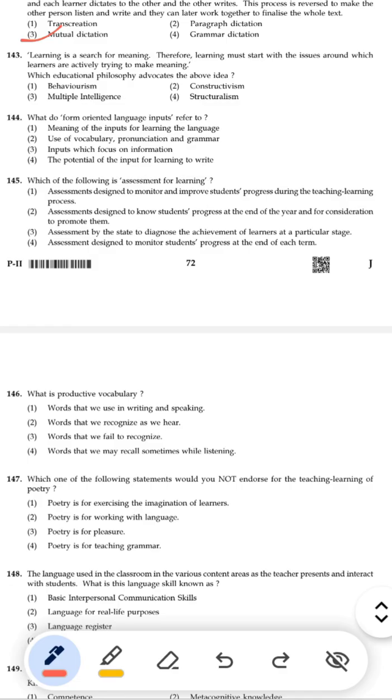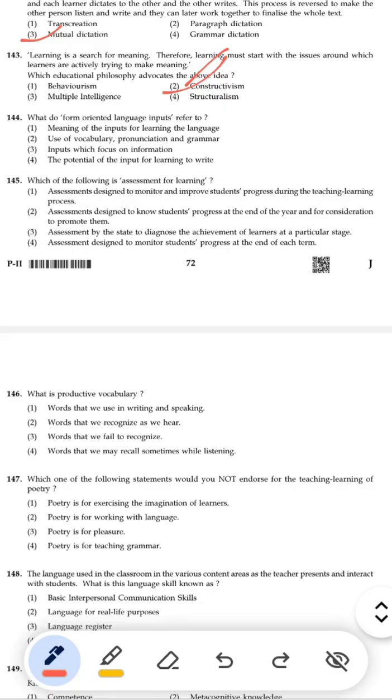Constructivism is nothing but, here, the students are able to understand the subject according to their real life situations. That is, they can easily take part in a meaningful learning process. The learning process is occurring very meaningfully. They are able to connect with real life issues and solve them. So option 2, constructivism, is the correct answer.